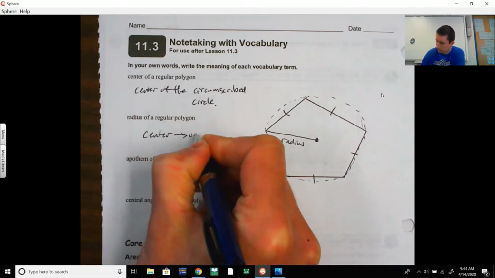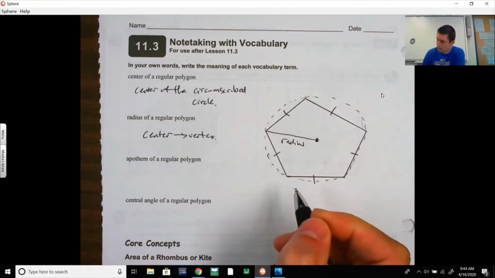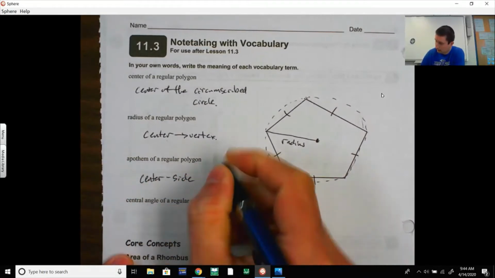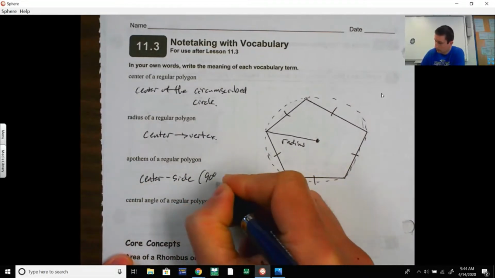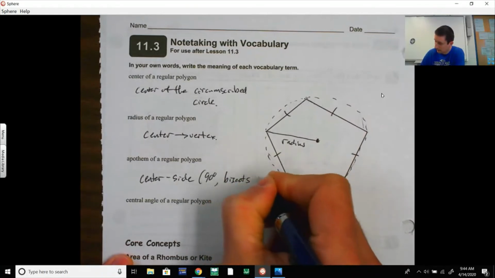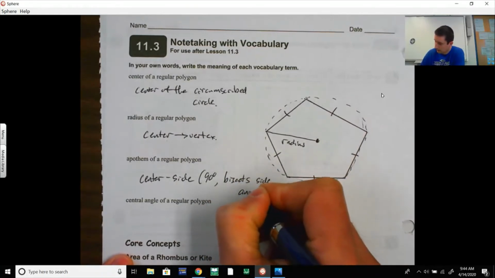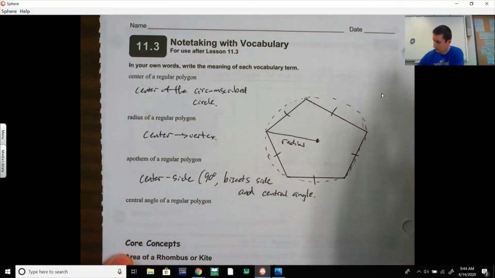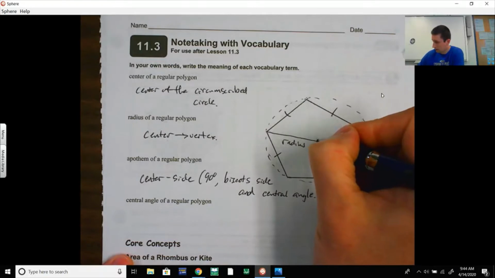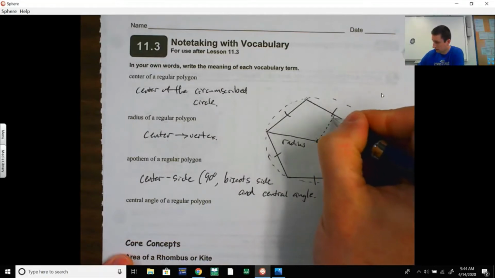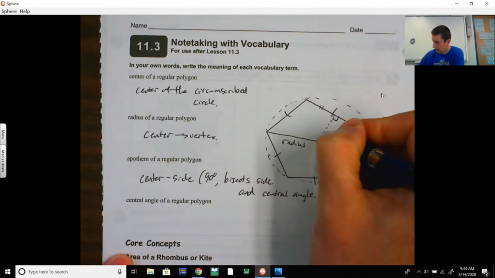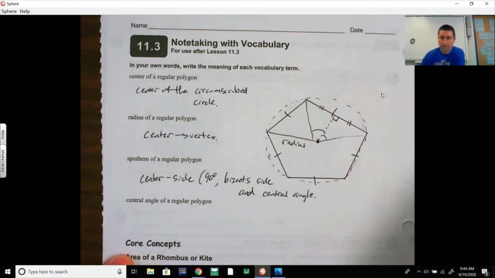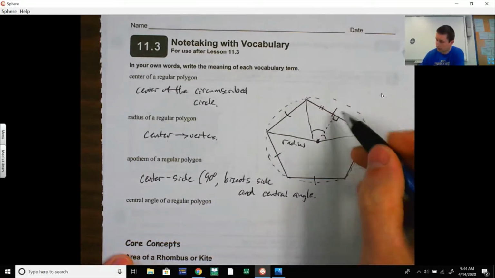It's the distance. The apothem goes from the center to a side, and it's going to form a 90-degree angle, and it bisects the side and central angle. So the apothem can go right here, 90-degree angle, bisects that, and that is also going to bisect that and that. So the apothem goes to the side, the radius goes to a vertex.